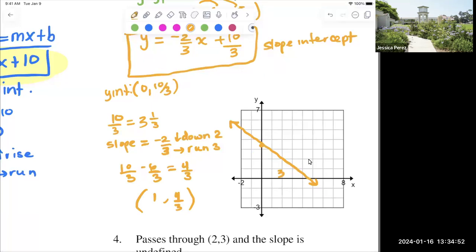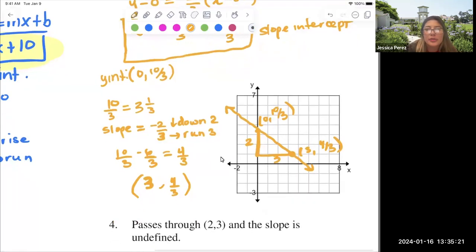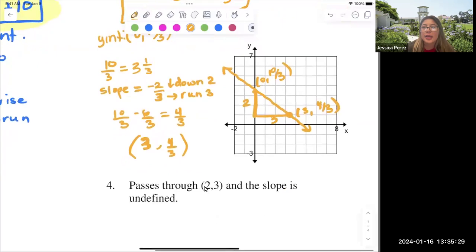So it's going to go down 2, run 3, sorry. So this is 3. So down 2, run 3. So this is 3, 4/3, and then this is 0, 10/3. And there it is. And how did I get that? Because my height becomes now 4/3, and then my run is 3. Okay, so then that is our graph.